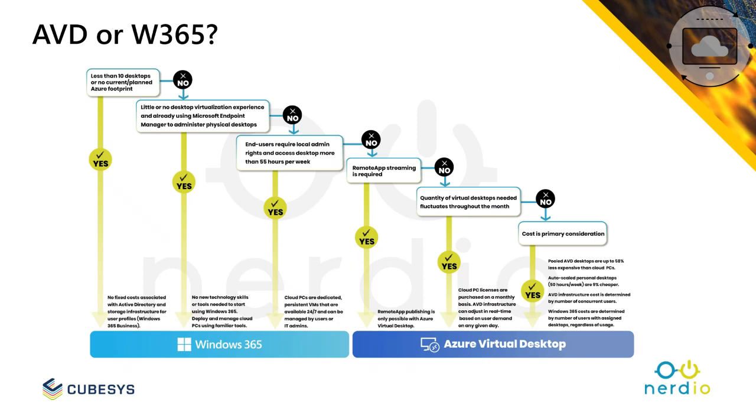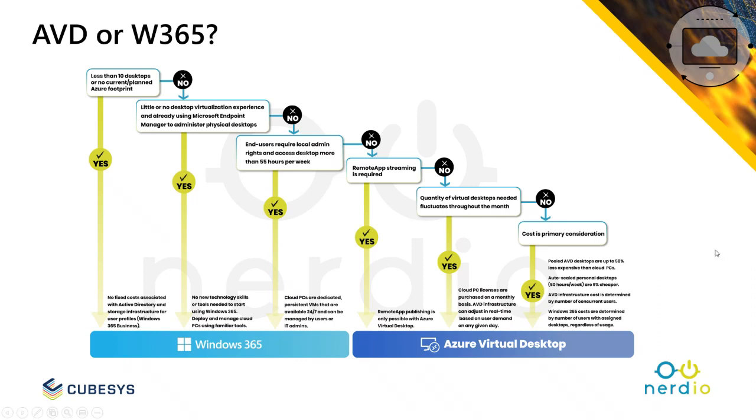Otherwise, do your end users require local admin rights? If they do, and they need to run a desktop for more than 55 hours a week, then yeah, go for Windows 365, might be beneficial. Do they need remote app streaming? If yes, then Azure Virtual Desktop's the way to go. If they don't, go back over to Windows 365.